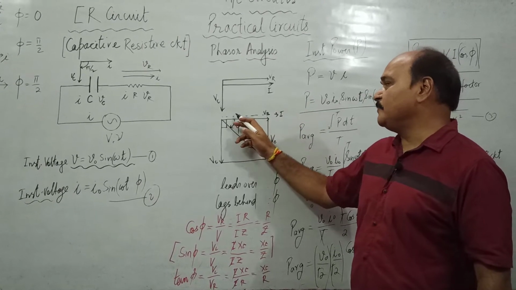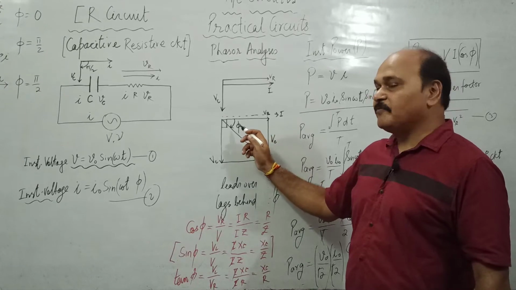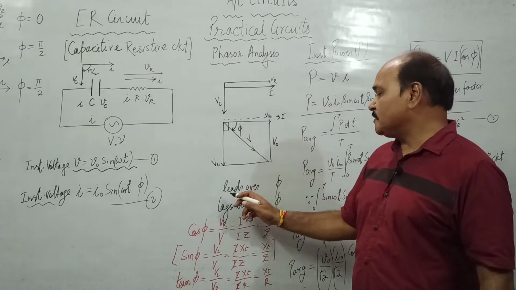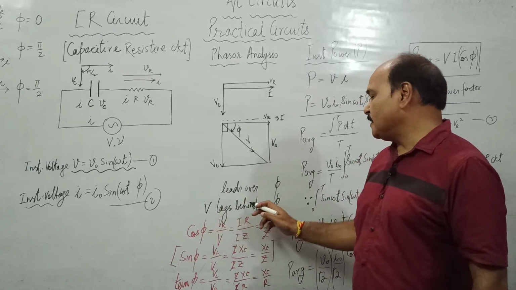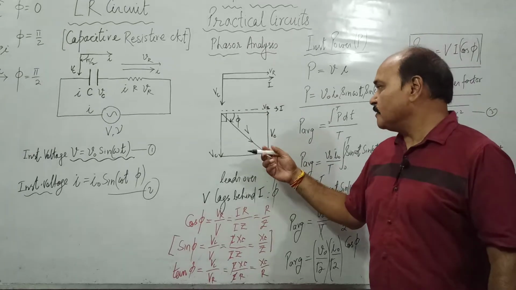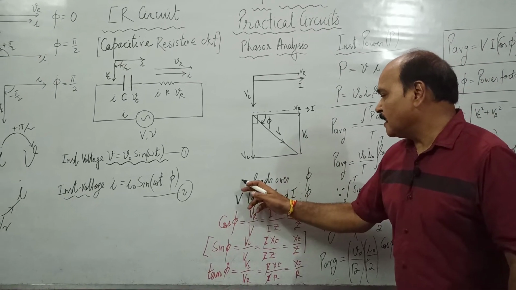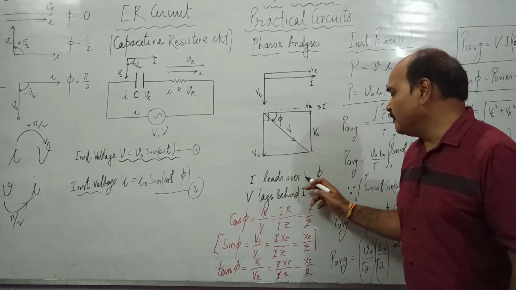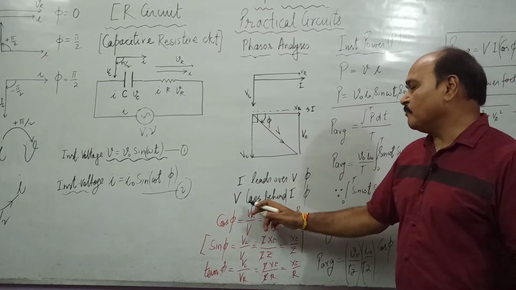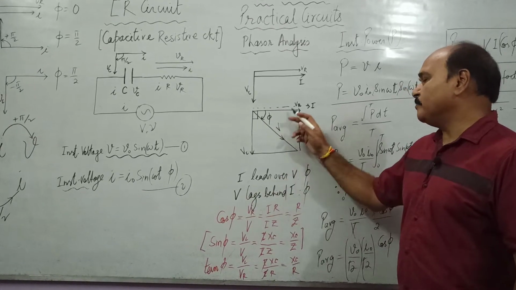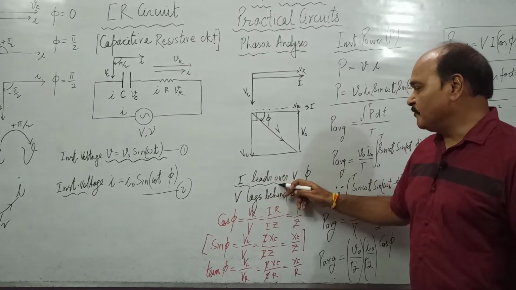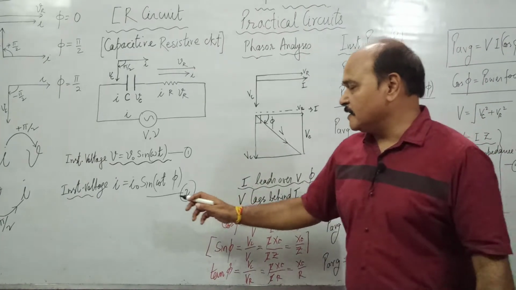So we can say this V lags behind I by phase phi. V lags behind I by phase phi simply means that I leads over V by phase phi. The V lags behind current, or I leads over voltage, by phase phi. Both mean the same.